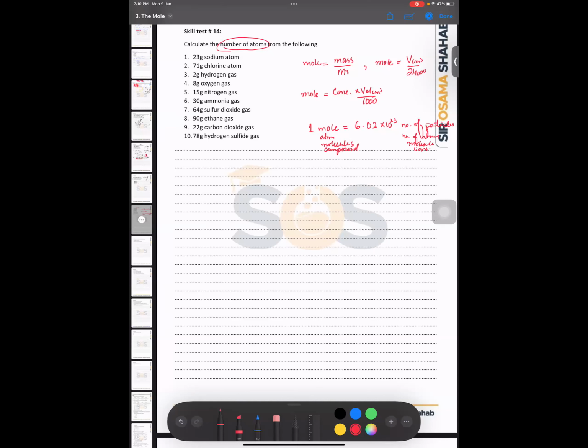So whatever you have, the number of particles will be according to what is given to you. Yes, every one of you. Is that clear? Yes, sir.